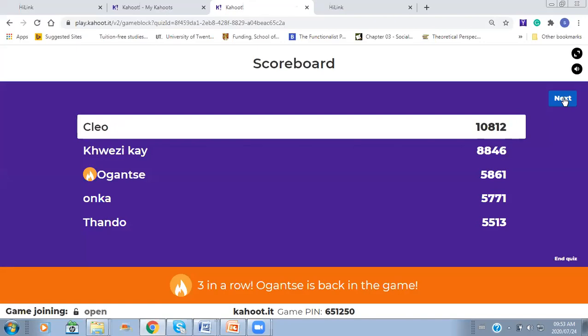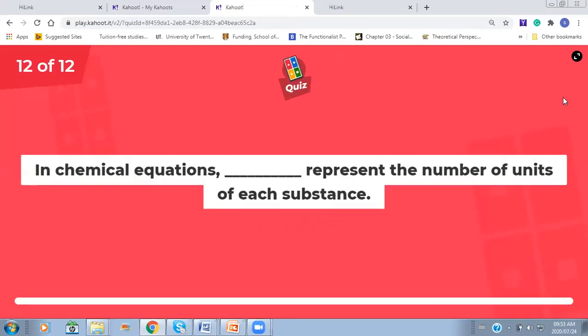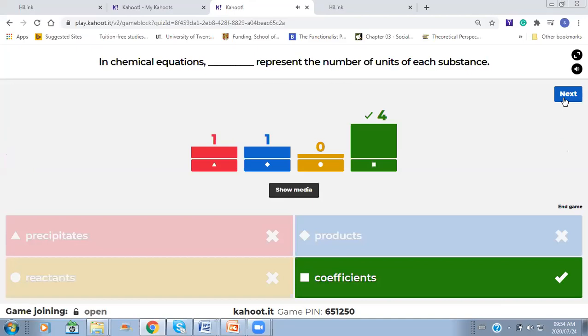Okay, last but not the least, Cleo is leading on the board. In chemical equations, dash represents the number of units of each substance. We have precipitate, we have product, we have reactants, and we have coefficients. All right, the clock is ticking. Nineteen seconds to go. Perfect. It represents the coefficient. So let's see.